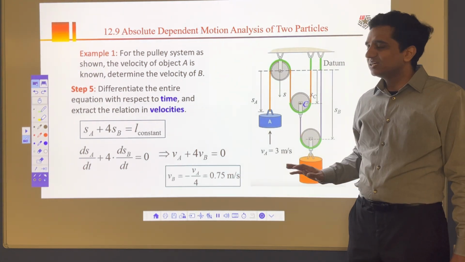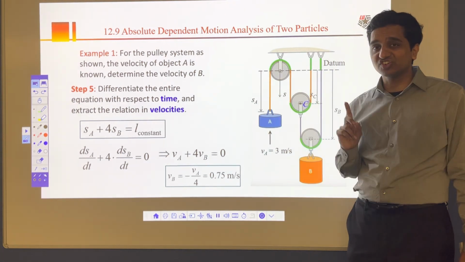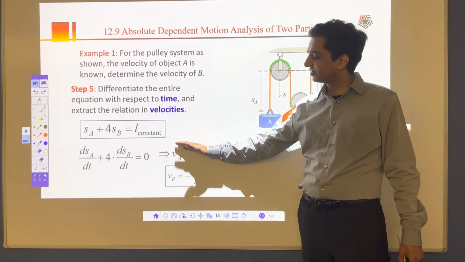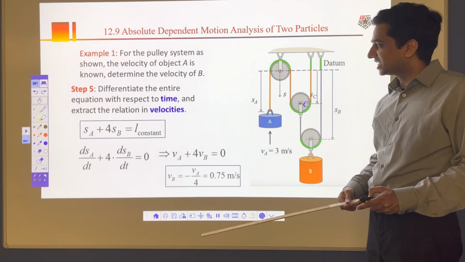solve this problem. So ultimately, the only thing in this problem you need to remember is to get these equations right. Once you have the equation, differentiate with time, get the relationship between velocities, you are done with the problem. And that's how you can solve this one.